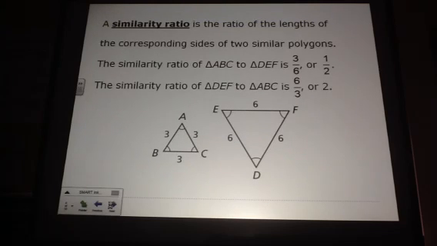Similarity ratio is the ratio of the lengths of the corresponding sides of two similar polygons. The similarity ratio of ABC, which is the smaller triangle to DEF, to the larger triangle is 3/6 or 1/2. The similarity ratio of the larger triangle to the smaller triangle would be 2. So make sure you're very careful in reading the similarity ratio directions, because this one's small to large, this one's large to small.